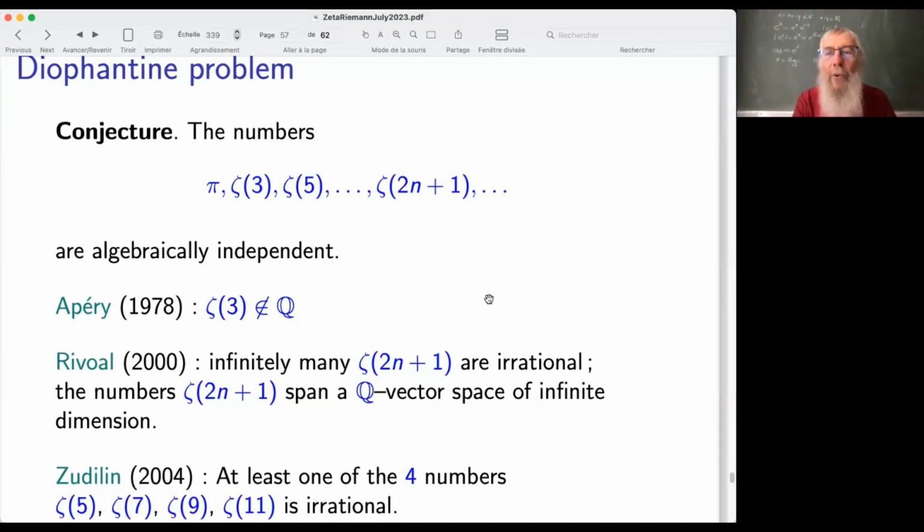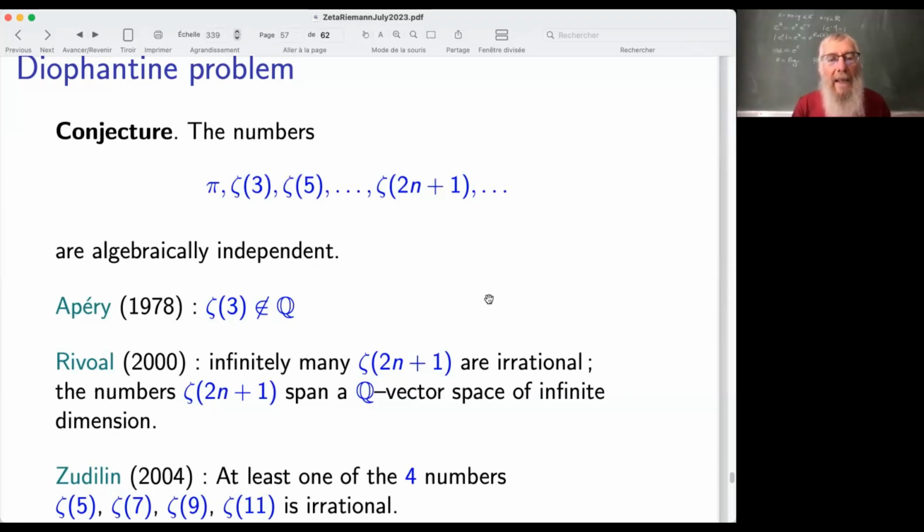I would like to say a few words on my own interest in number theory, which is transcendence, irrationality, algebraic independence. And I say something about the even values of the Riemann zeta function at the positive integers, zeta of 2, zeta of 4, and so on. And we have seen that zeta of 2n is a rational multiple of pi to the 2n. What about zeta of 3, zeta of 5, zeta of 2n plus 1? We know almost nothing concerning the arithmetic nature of these numbers.